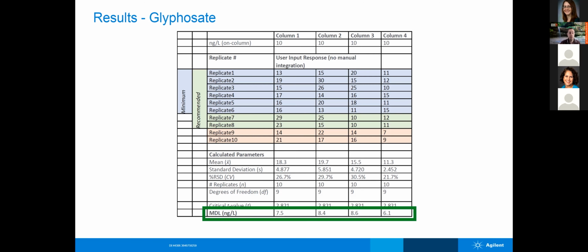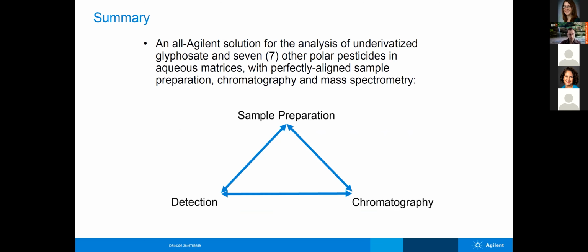And one of them was 7.5. That means that our detection limit on this method is 7.5 parts per trillion, or nanograms per liter, which is the lowest detection limit of glyphosate right now that I'm aware of. So basically, a summary is that we were able to develop a solution for the analysis of underivatized glyphosate and 7 other polar pesticides in aqueous matrices.